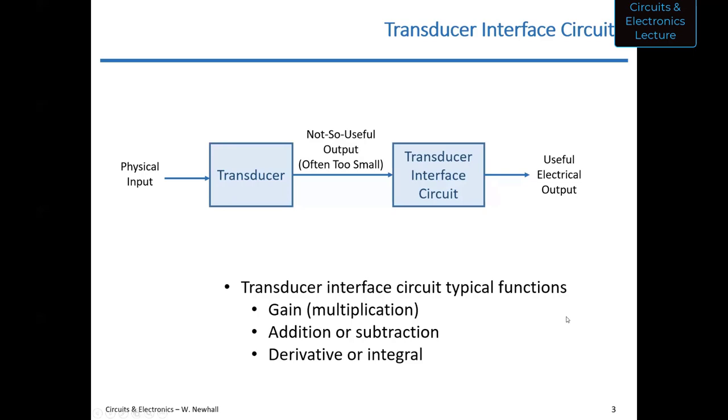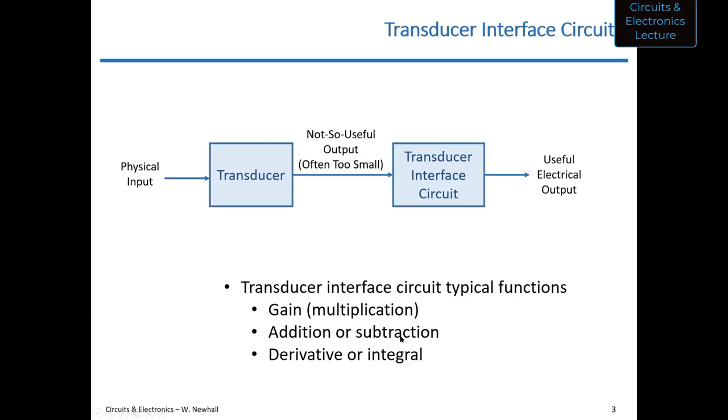Sometimes it makes sense to do that in the analog domain with op amps, and sometimes it makes sense to do that in software. But if you need to condition the output of the transducer, if the output is so small it's not useful, you need to condition that output anyway to produce a useful output, then you could build one or more of these functions into that circuit. And that's where op amps really come in as very useful devices.